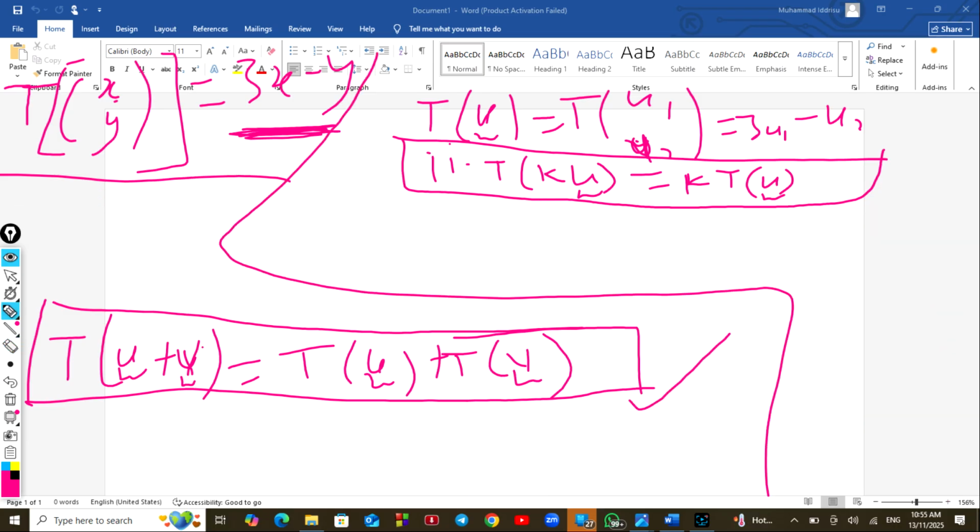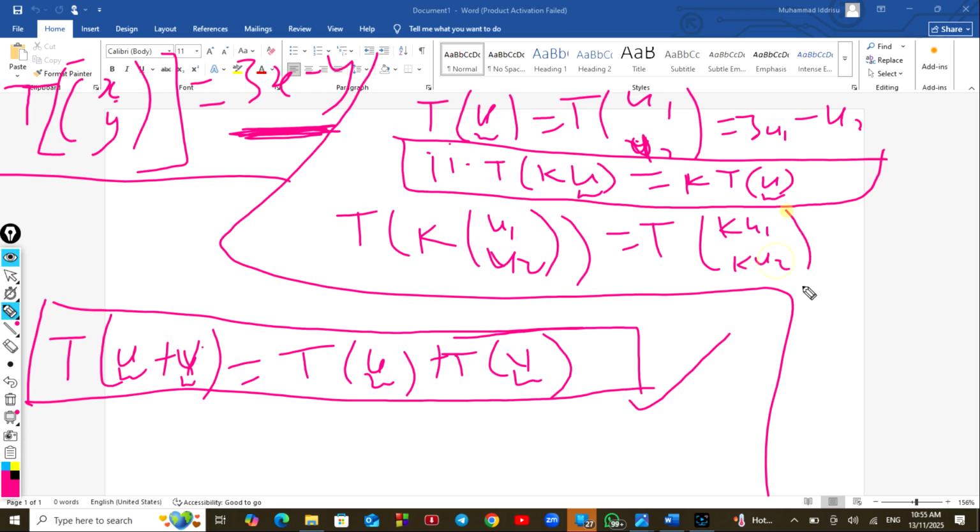So now we know that our u is now what? u1, u2. So transformation of k multiplying u1, u2 will be equal to transformation of what? ku1, ku2, and this will give us now our x is now ku1, so 3 multiplying.